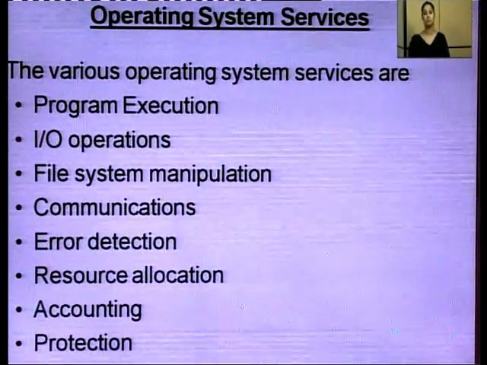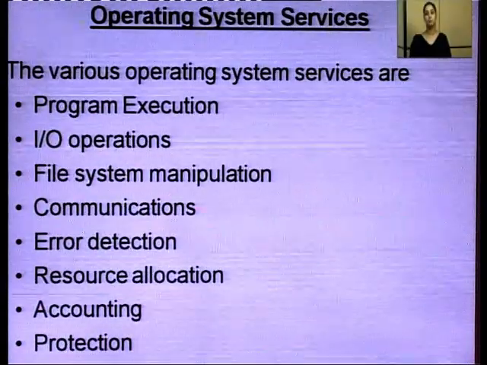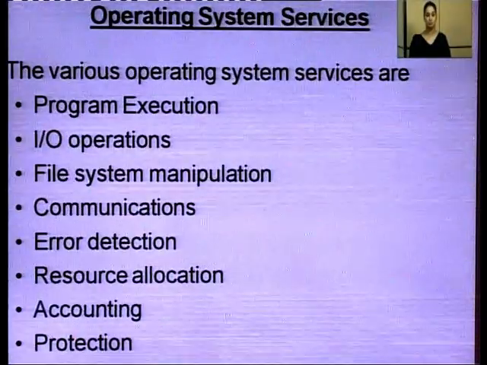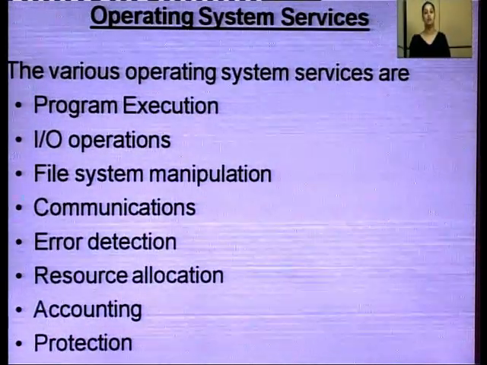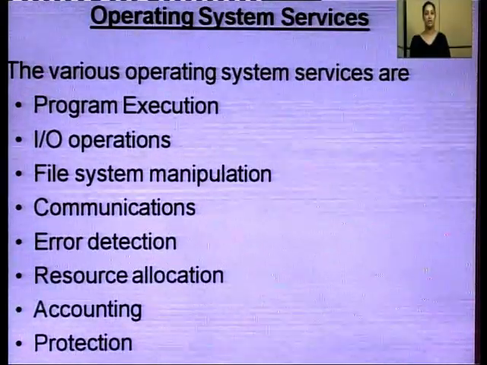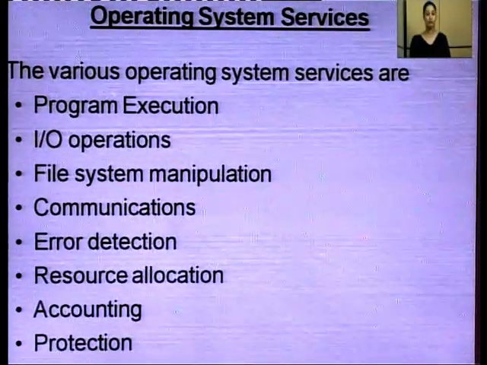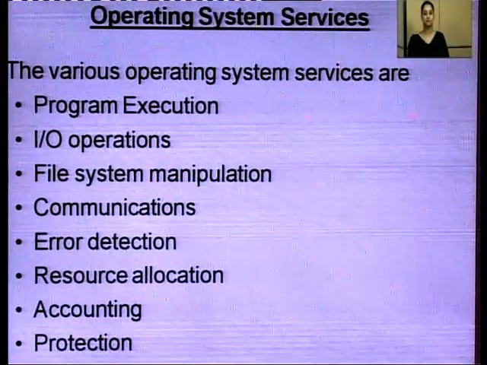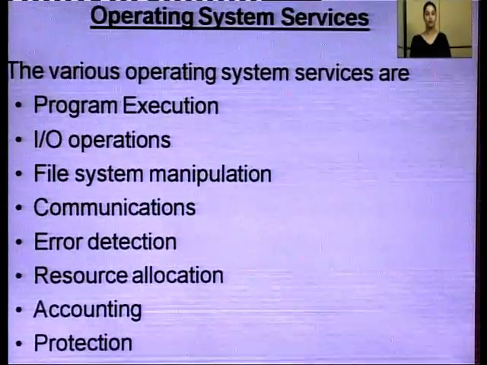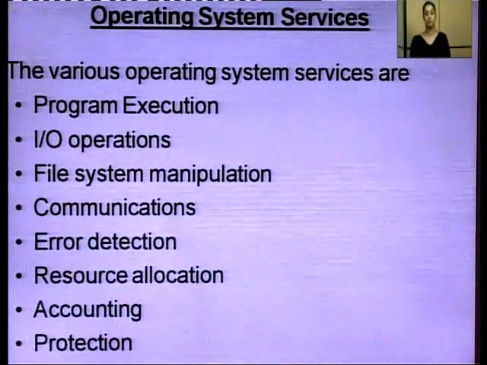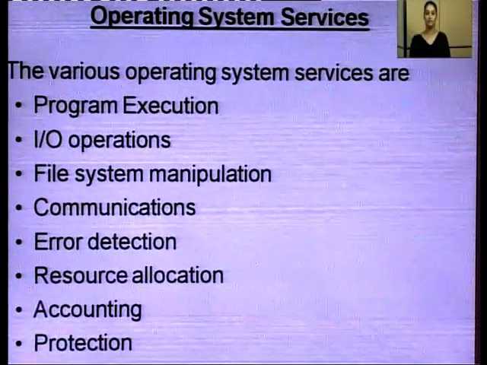Now the various computer system services. The various computer system services are program execution, IO operation, file system manipulation, communication, error detection, resource allocation, accounting and protection. Here, program execution: when I want to run a program, the system must be able to load the program into memory and to run it.